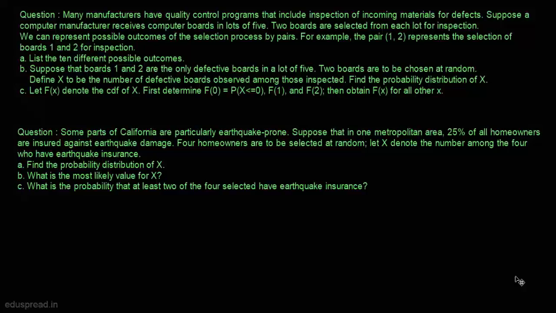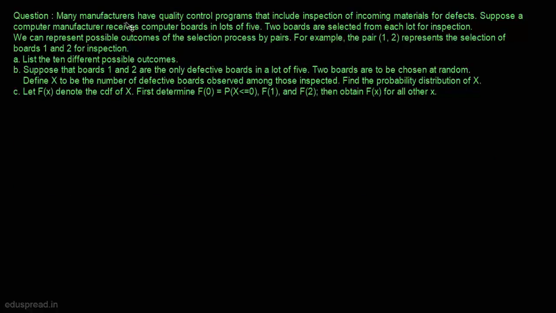In this lecture, we are going to discuss these two questions. So let's start with question number 1. Many manufacturers have quality control programs that include inspection of incoming materials for defects. Suppose a computer manufacturer receives computer boards in lots of 5. 2 boards are selected from each lot for inspection.